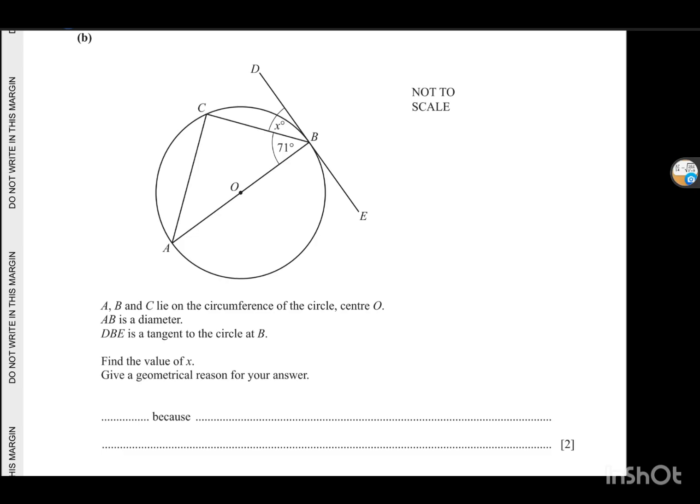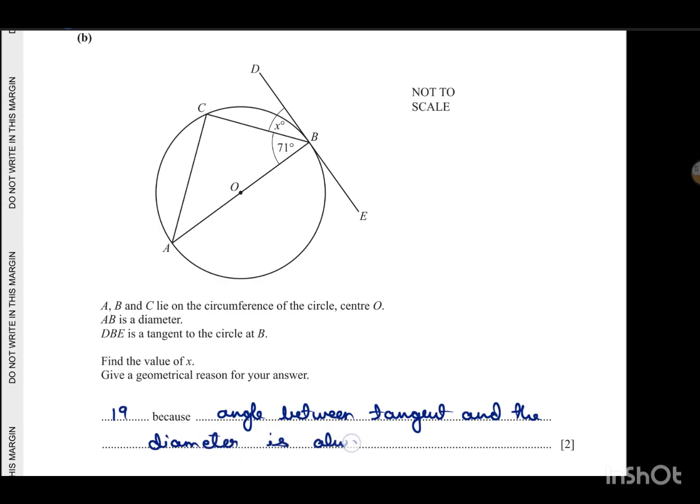Write down 19 because the angle between the tangent and the diameter is always 90 degrees. You can write here how you got it. Just write 90 minus 71 is equal to 19. Question number 20 is done.